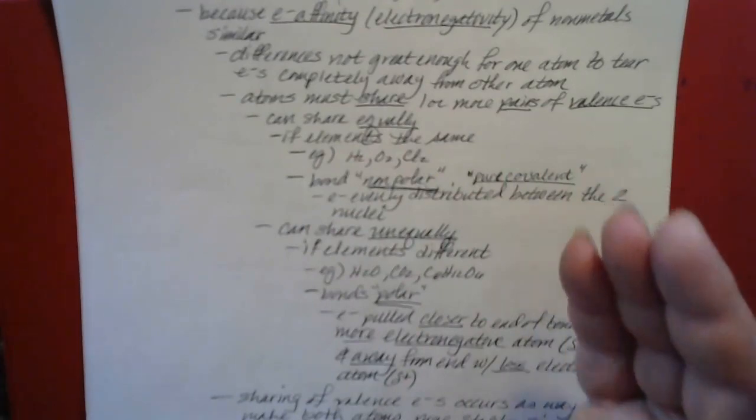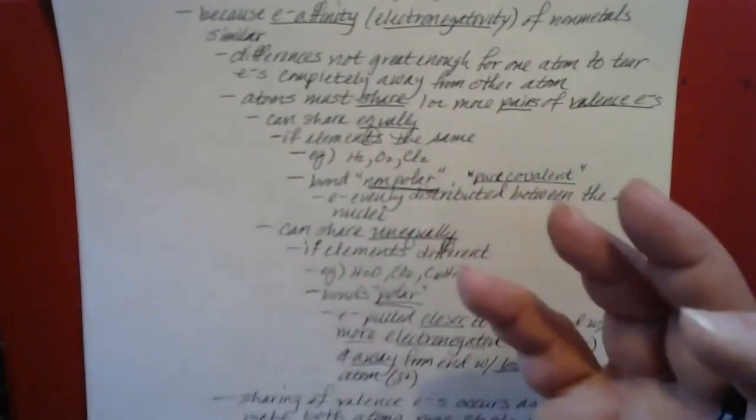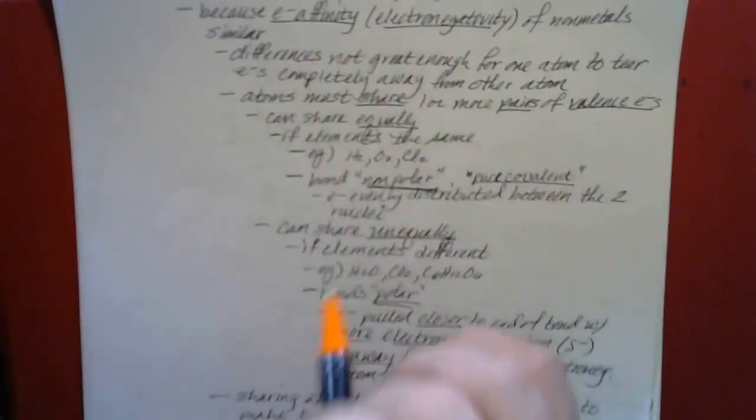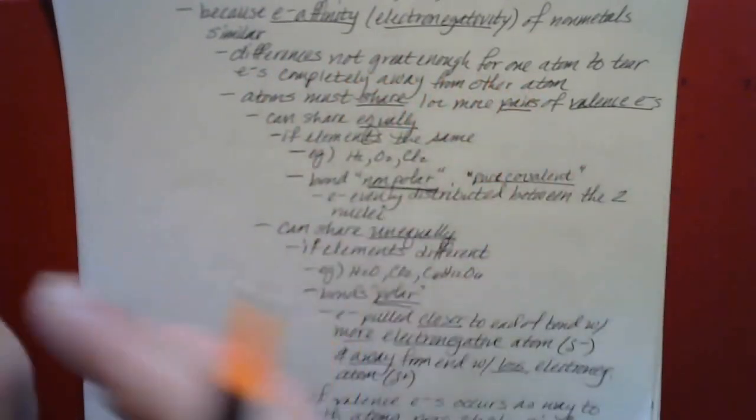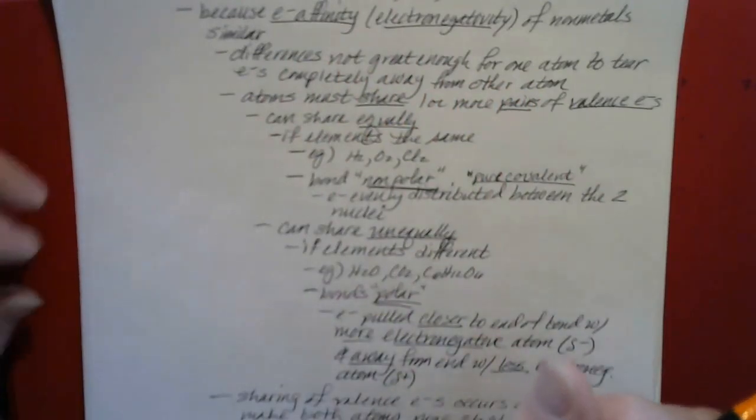In the case of a nonmetal and a metal, the metal is going to have a much, much greater electron affinity or electronegativity, and it can take electrons right away from the atom of the metal. But with nonmetals, they have fairly similar attractions for electrons, and the differences are not great enough for a complete transfer of electrons from one atom to the other. They instead have to share. And they share one or more pairs of electrons.